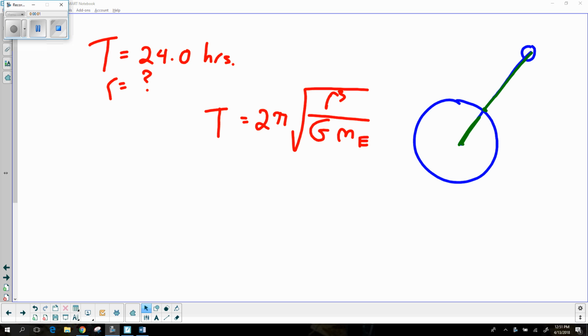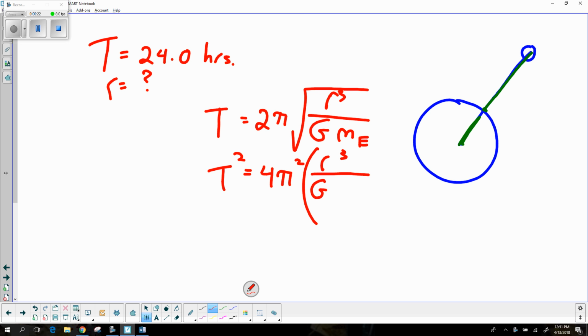Steps involved with isolating R. I'm going to do that first, but I gave you a helpful hint whenever we got square roots. Let's do that first. And the reason for that, it makes the algebra a lot easier. Then I can do that next step of dividing both sides by 4 pi squared. I can do that.